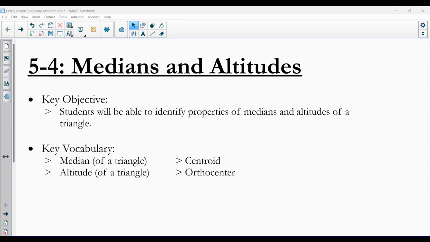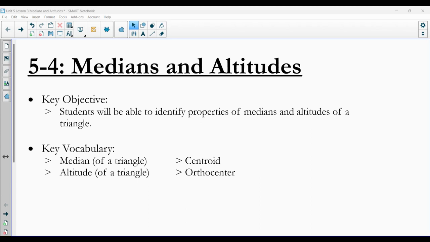Today I'll be chatting with you about Unit 5, Lesson 3, which talks about medians and altitudes in triangles. When we are working with medians and altitudes, we have specific vocabulary. Medians and altitudes are related to the points of concurrency. Points of concurrency, if you remember from Lesson 2, is when all three lines end up meeting at a certain point, and these points have names.